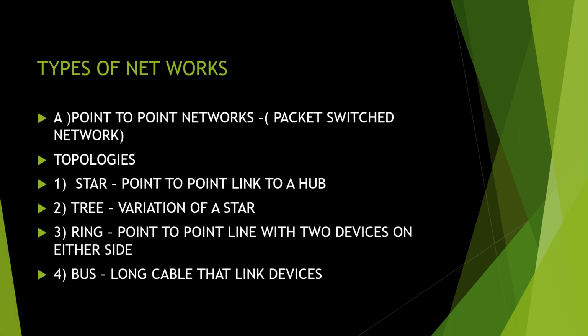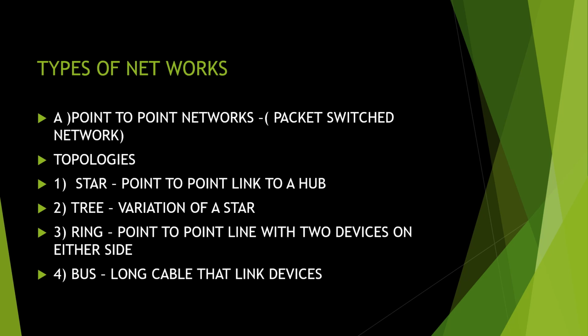First of all, we will discuss the types of networks available for us. Different types of network: one is point-to-point networks, also known as packet switched networks. Topologies means the different types in it.